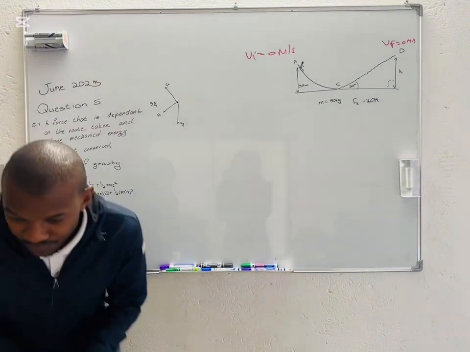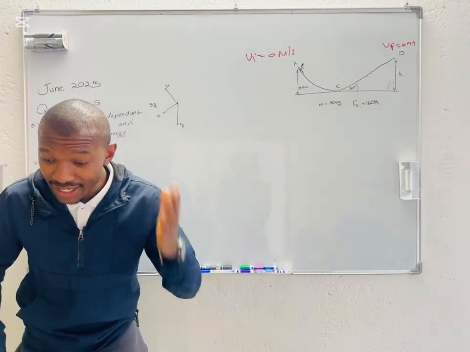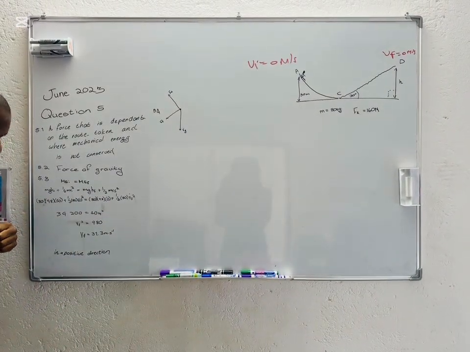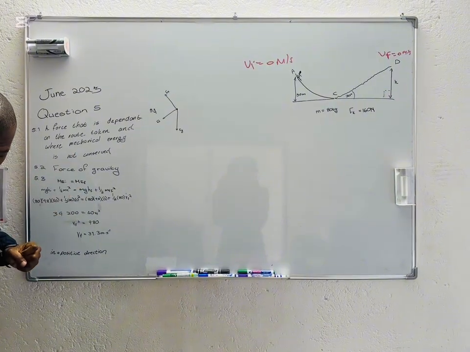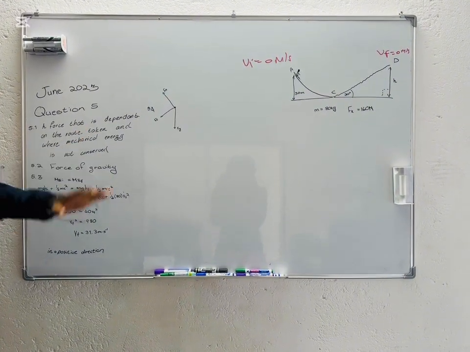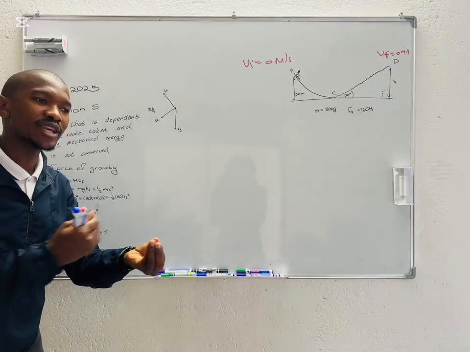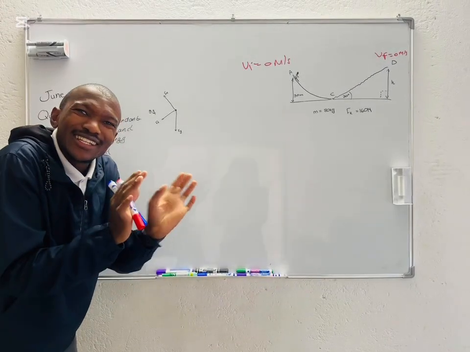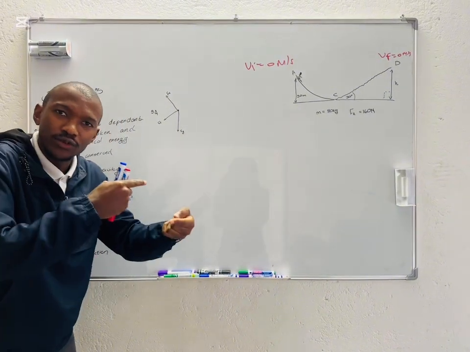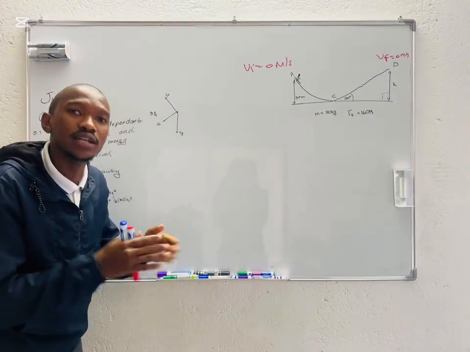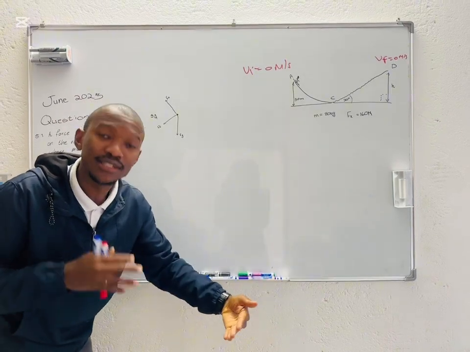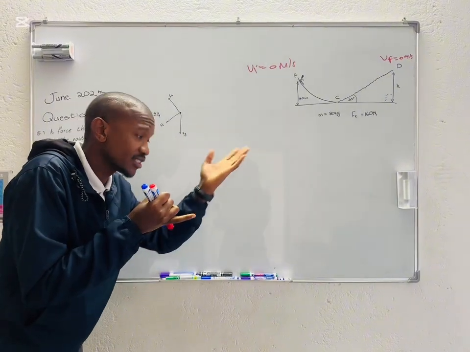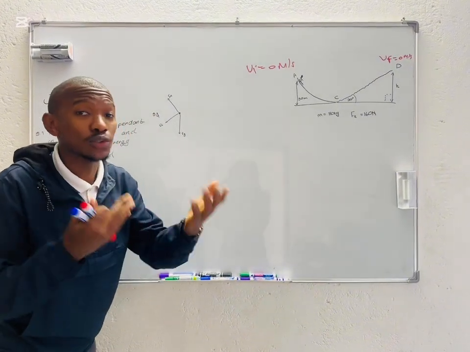Then they said to us, in 5.1, define a non-conservative force. My helper here was assisting me, and she said that a non-conservative force is a force that is dependent on the path taken, and it makes mechanical energy not to be conserved. Whenever there is a non-conservative force, mechanical energy is not conserved, and the force depends on the path taken. The displacement basically depends on it. What are examples of non-conservative forces? Your frictional force whenever it's present, your tension, your applied force. Those are the three I can give you.